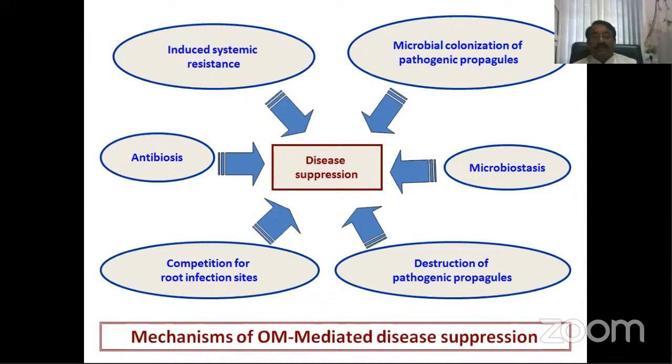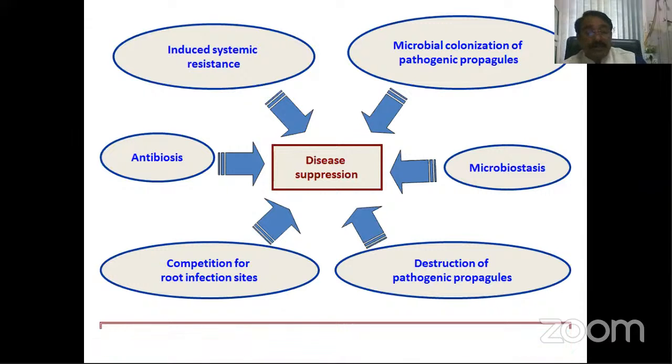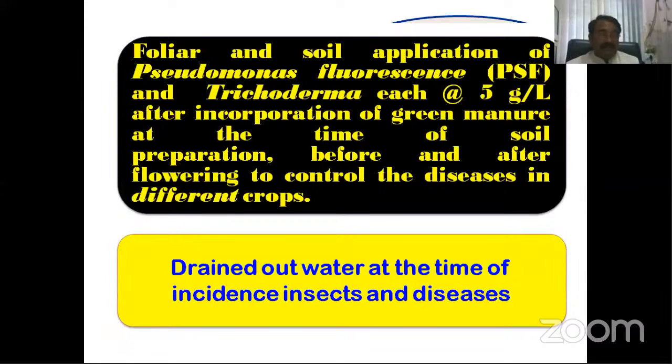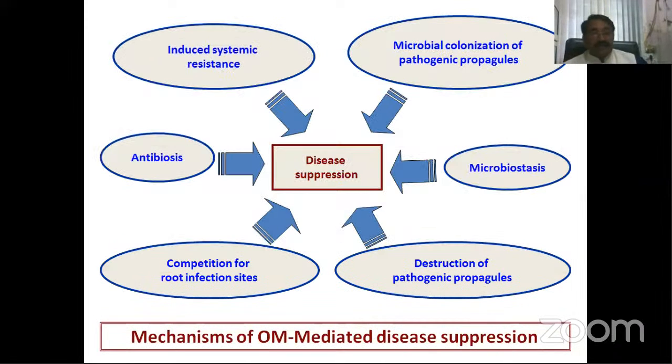Induced systemic resistance, antibiosis, microbiostasis, destruction of pathogens, and competition for root infections: all these things make up the organic matter mediated disease suppression system. So that means if we are able to increase the organic matter content, disease infestation will be less in the organic production system.